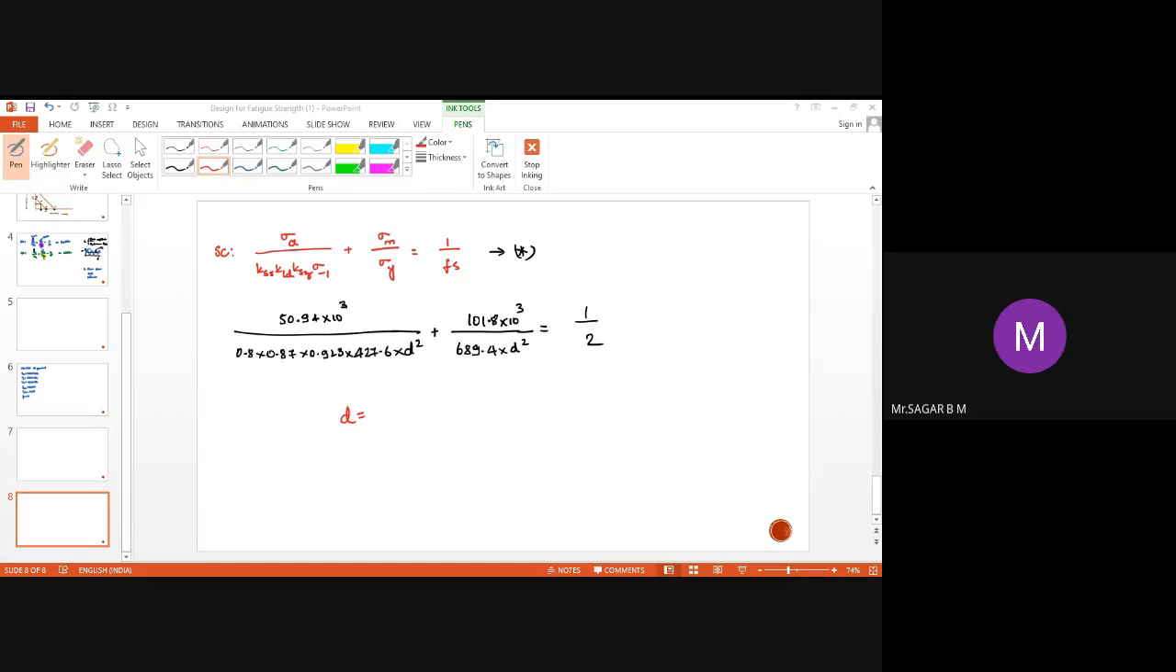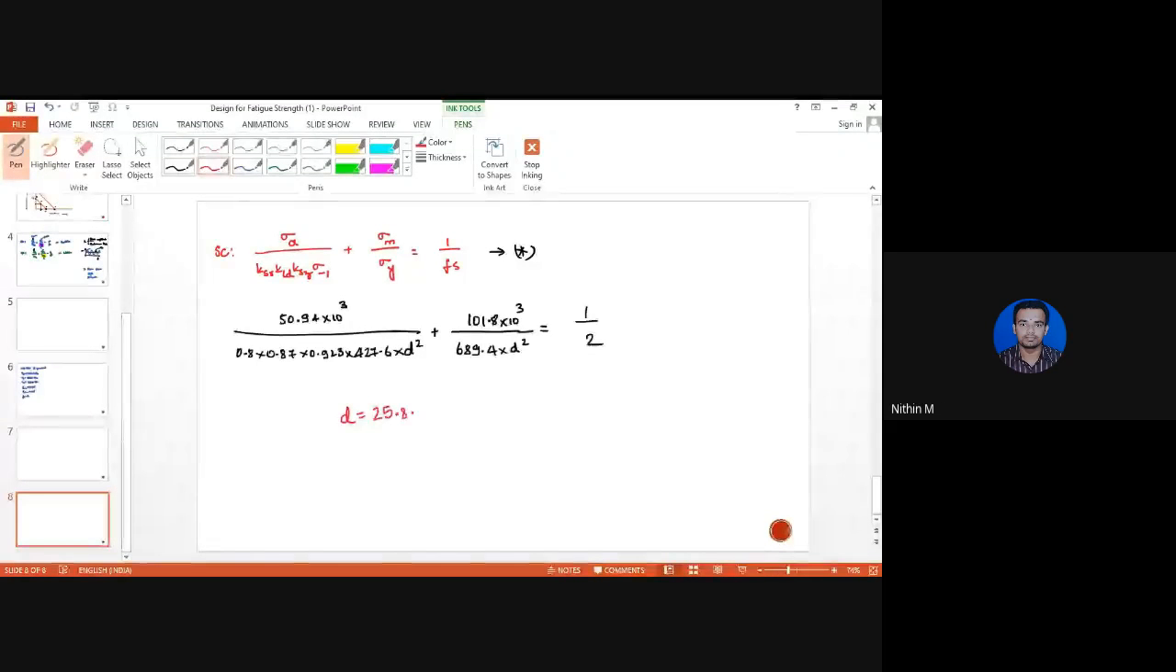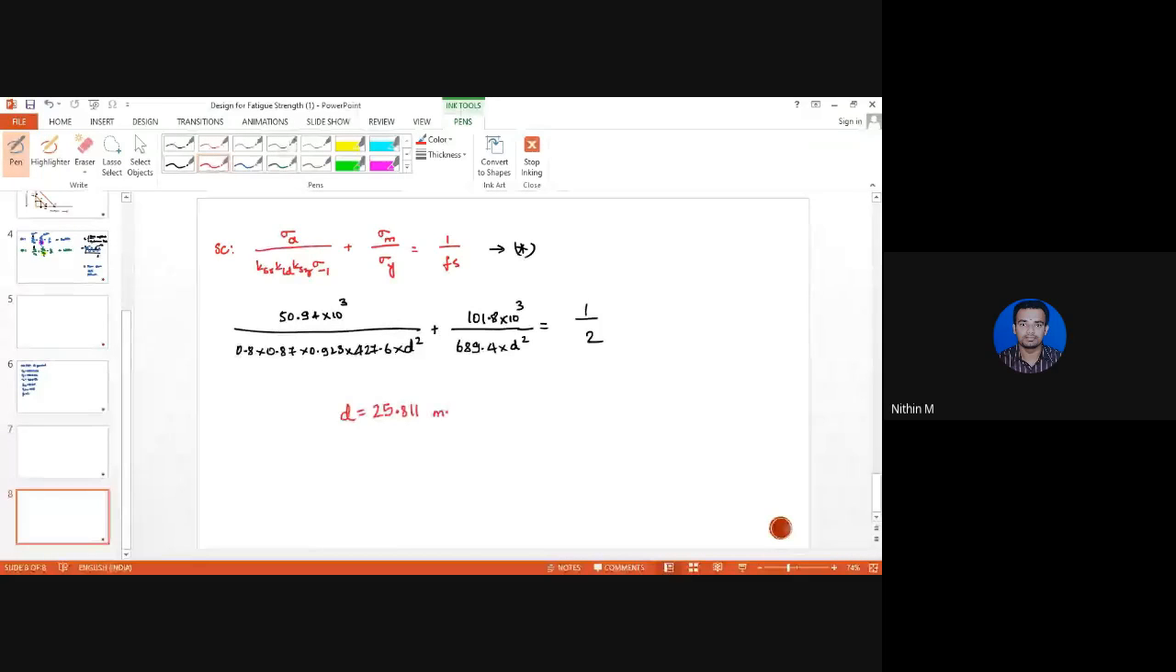Are you doing it? Sir, 25.81. Yes, sir, 25.81. Okay, you need not worry too much about the decimal places. 25.81 mm. Did everyone get the same value? Yes, sir. So this is the safe diameter.